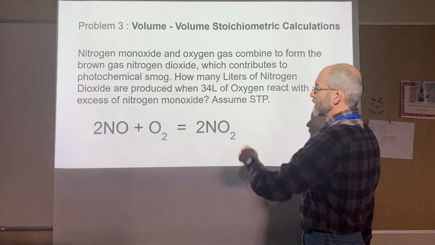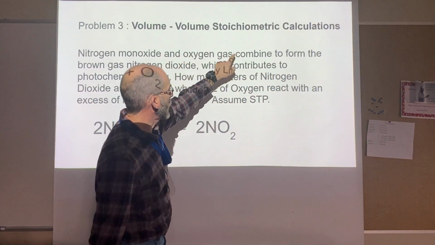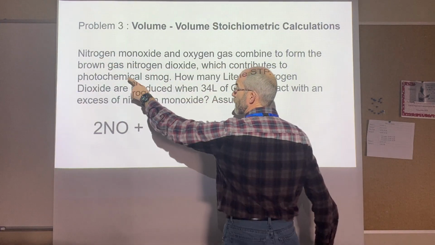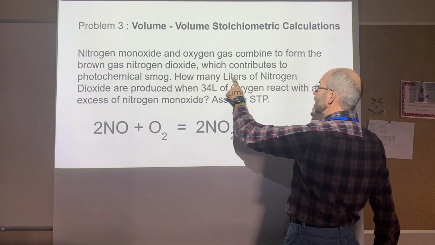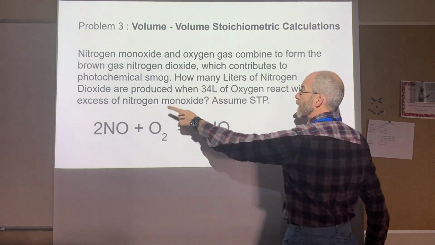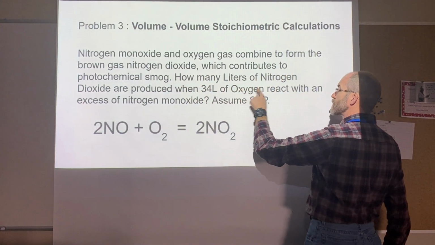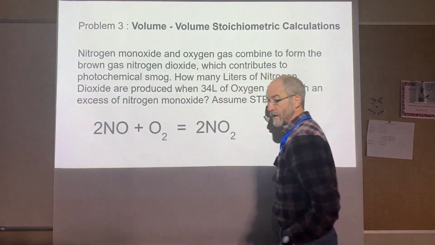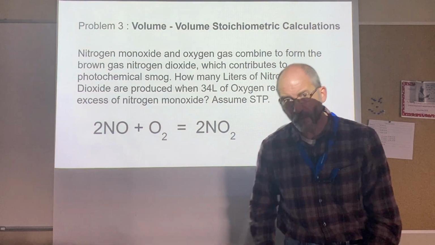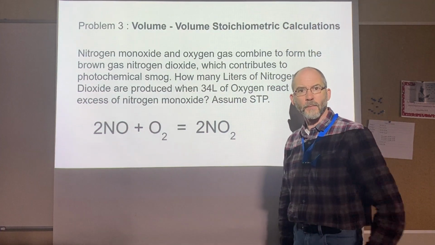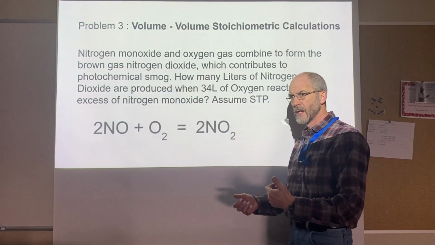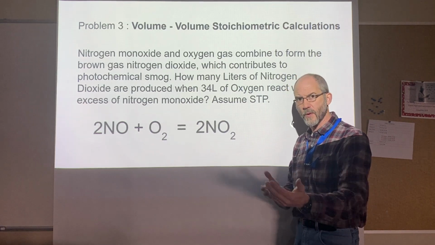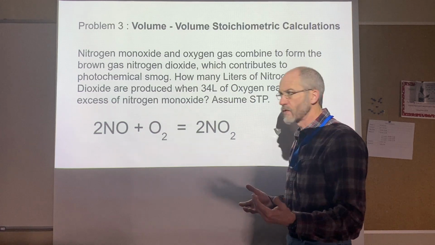All right, so nitrogen monoxide and oxygen gas combine to form the brown gas nitrogen dioxide, which contributes to photochemical smog. How many liters of nitrogen dioxide are produced when 34 liters of oxygen react with an excess of nitrogen monoxide? Oh, what a mouthful. Okay, we're not going to worry about that. We're going to identify what we're given, and we're going to identify what we want. And then we are going to do whatever we need to get from point A to point B. It's the same thing every time.